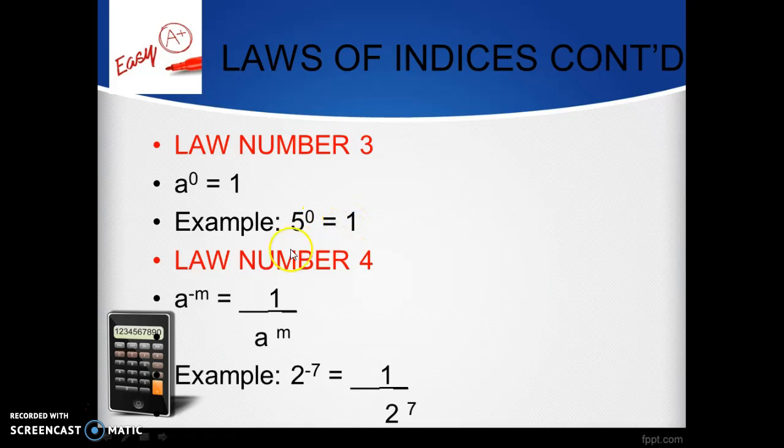And law number 4, where you have any number raised to a negative index, then you're going to flip that number around and you're going to put 1 as the numerator and a raised to the index as the denominator. For example, you have 2 raised to negative 7, then that will be equal to 1 over 2 raised to 7, and vice versa. Suppose you had 1 over 2 raised to 7, you can always convert it to 2 raised to minus 7.